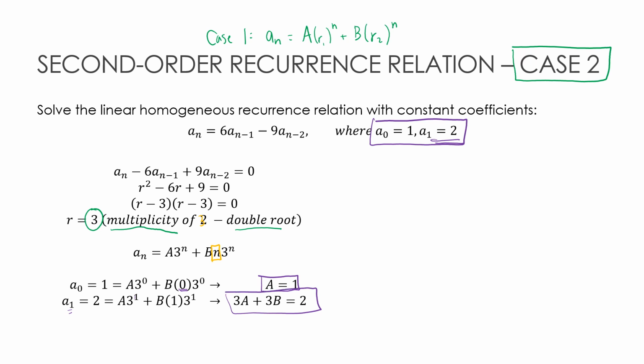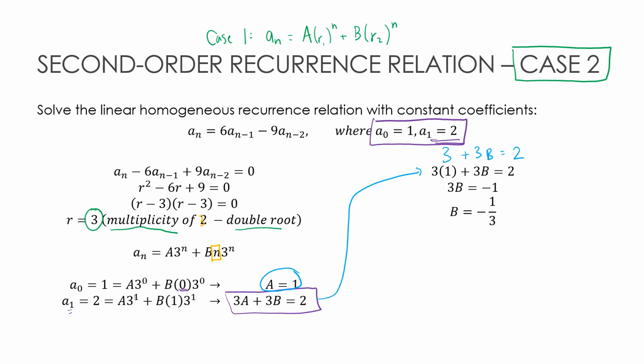Obviously I've already solved for a without even having to break a sweat. A is 1. How do I find b? Well, I'm just going to take my second equation and replace a with 1. This is 3 plus 3b equals 2. Subtracting 3 from each side, 3b equals negative 1, so b is negative 1/3. There's my two solutions.